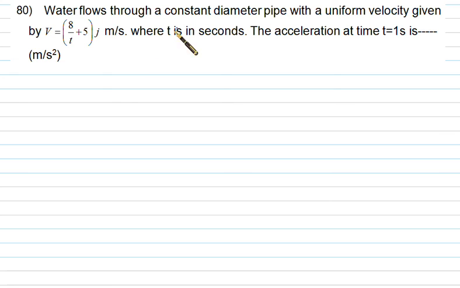Water flows through a constant diameter pipe with a uniform velocity given by V equal to 8 by t i plus 5 j meter per second, where t is in seconds. The acceleration at time t equal to 1 second you have to calculate. This time we have velocity equal to 0 i, 8 by t plus 5 j.